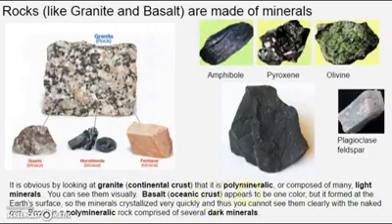However, basalt, or oceanic crust, appears to be one color, but it formed at the Earth's surface. So the minerals crystallized very quickly, and thus you cannot see them clearly with the naked eye. Basalt is a polymineralic rock comprised of several dark minerals, and those minerals include amphibole, pyroxene, olivine, and plagioclase feldspar. So here we can apply this: granite crystallized at depth, whereas basalt crystallized at or near the Earth's surface, so it crystallized relatively quickly.